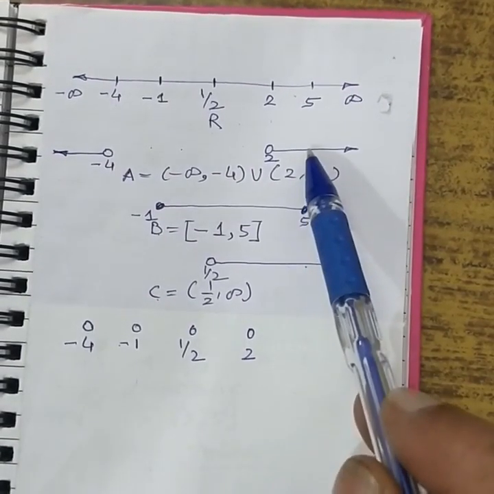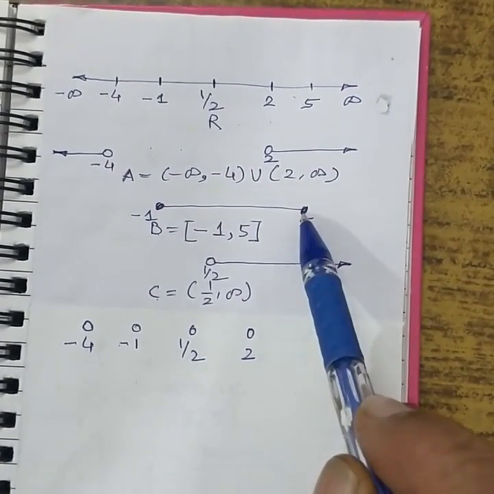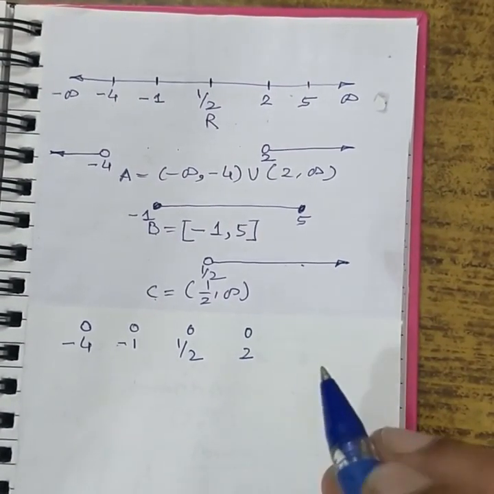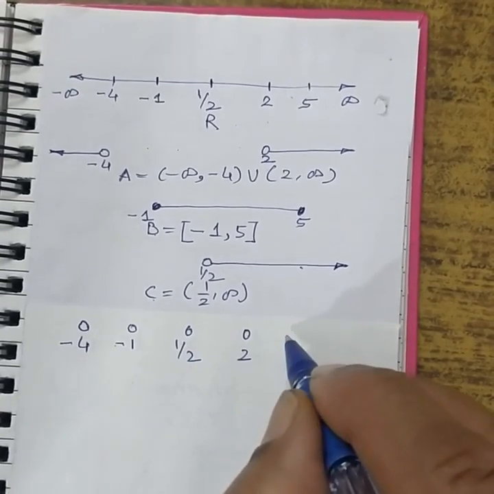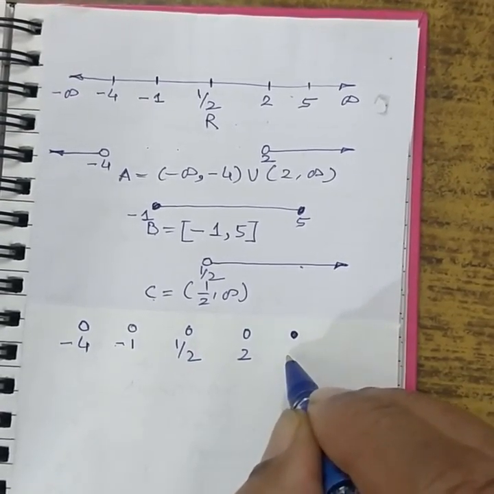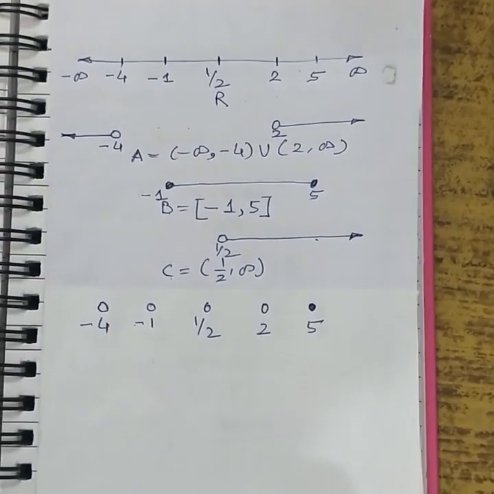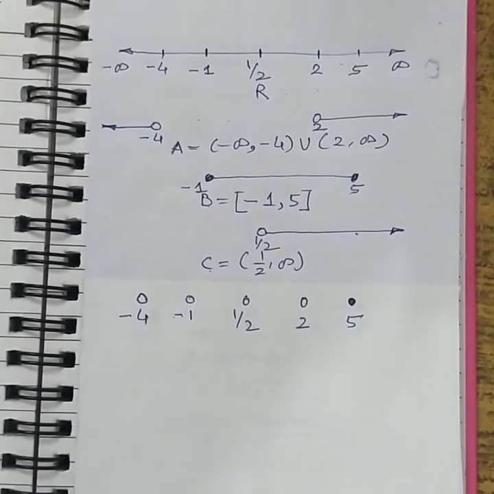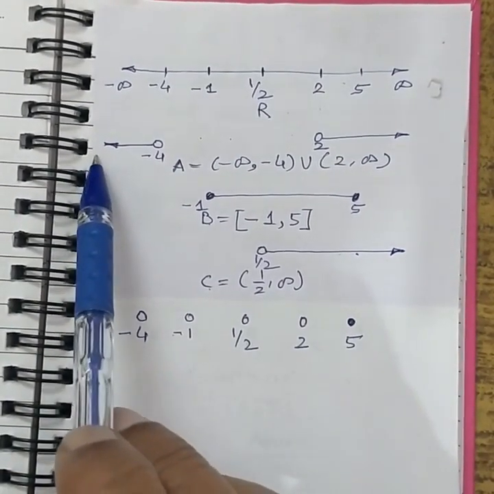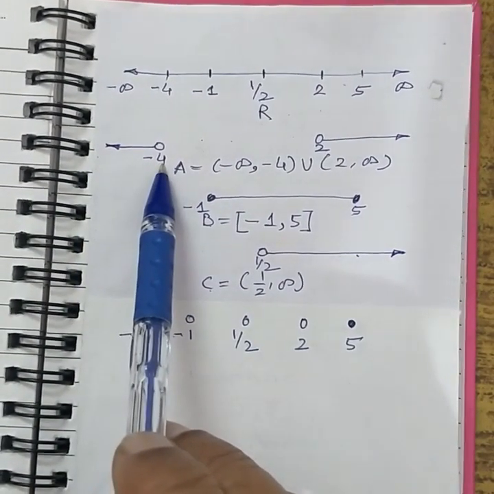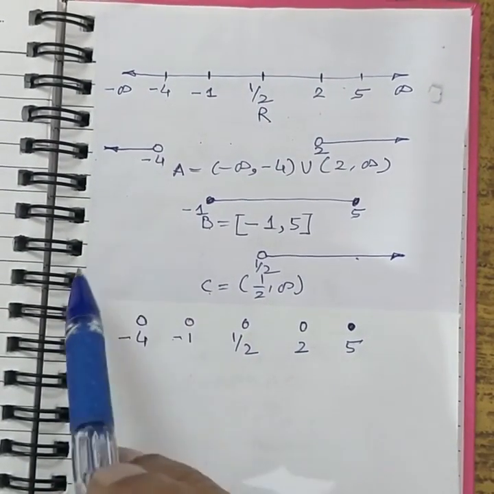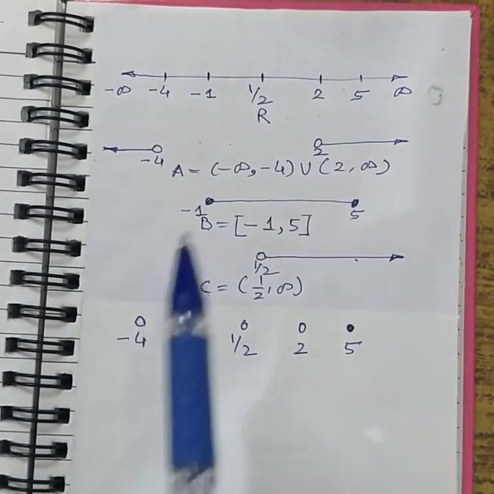Five is an element of A, it is an element of B, and it is an element of C. Hence, critical point 5 is an element of the intersection also. Hence, a dot is shown for the critical point 5. Now, we will consider the intervals. The interval between minus infinity and minus 4 is an element of A, but it is not an element of B. Hence, it cannot be an element of the intersection.